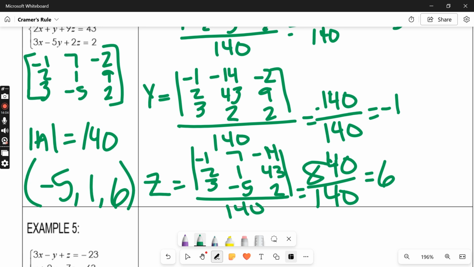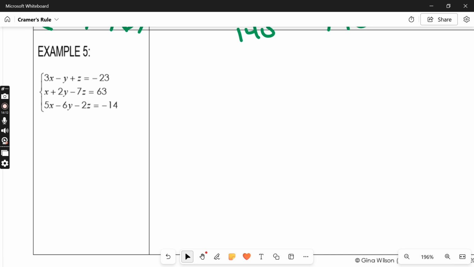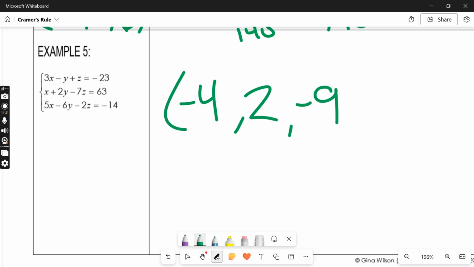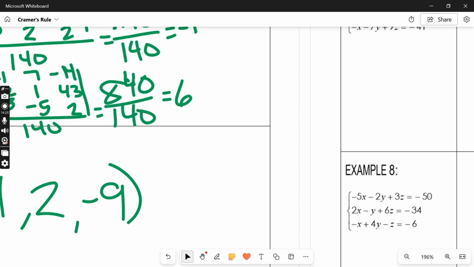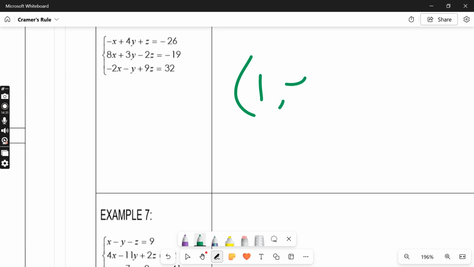And then you just do the same thing over and over again. So you find your x, your y, your z. So I'm going to write the answers on here for you. So this is a good place to pause it and then come back and check. On number 5, you should have found negative 4, 2, negative 9. Number 6, you should have gotten 1, negative 7, 3.